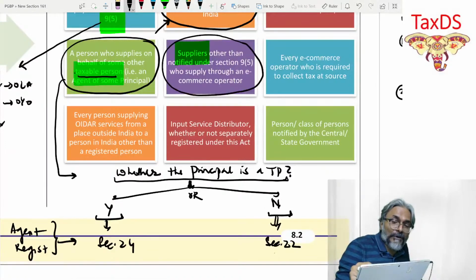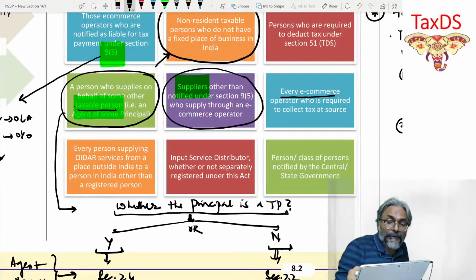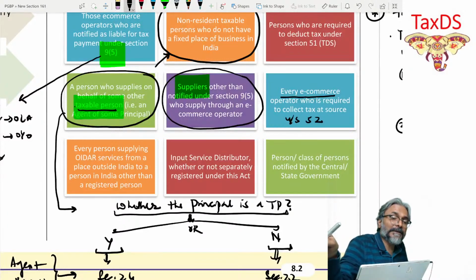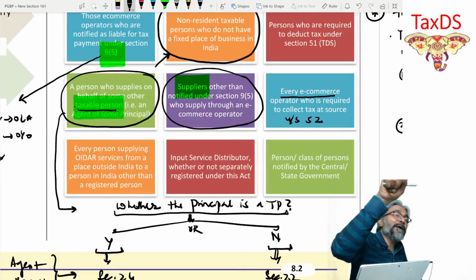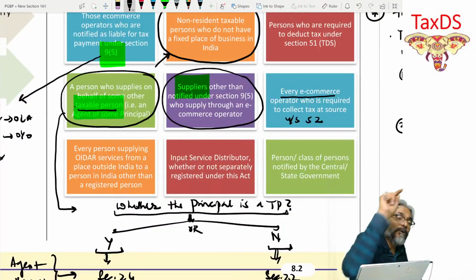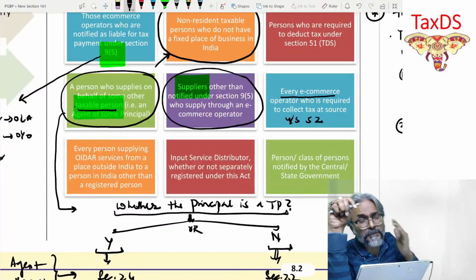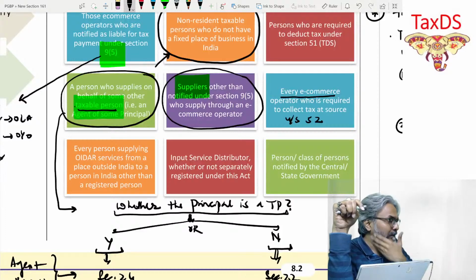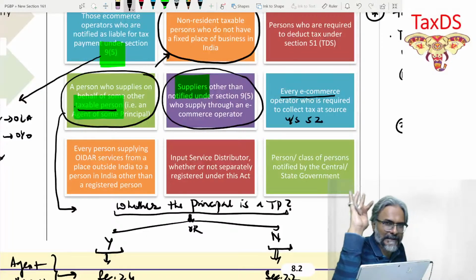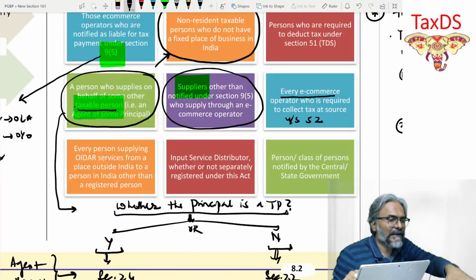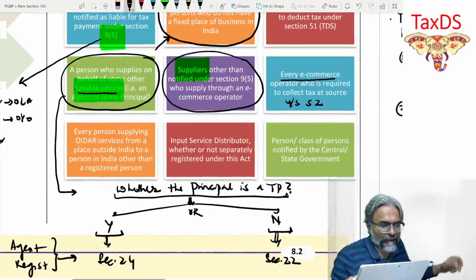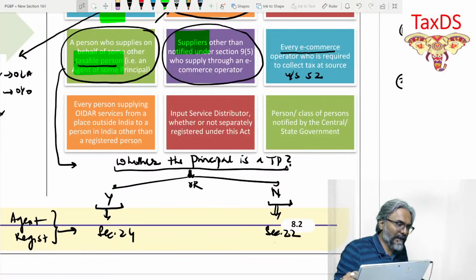Now, what about the e-commerce operator? Every e-commerce operator who is required to collect the TCS under section 52. Just the way we discussed TDS, a person who is an e-commerce operator and required to collect TCS under section 52, will they also be required, students, to get themselves registered? And the answer is yes. This registration would be a separate registration altogether. I hope that all of you are clear with this one.